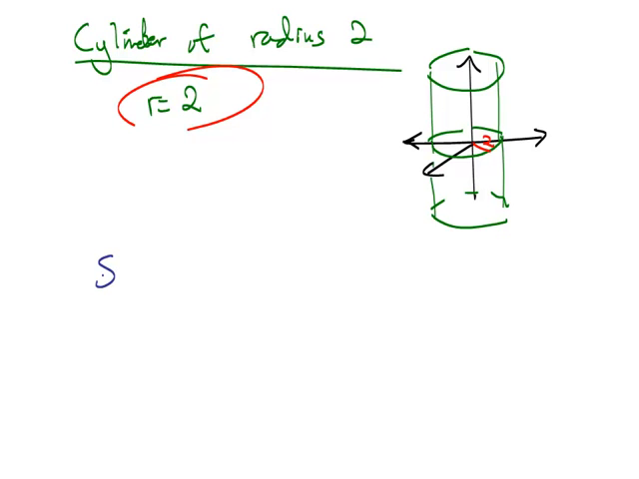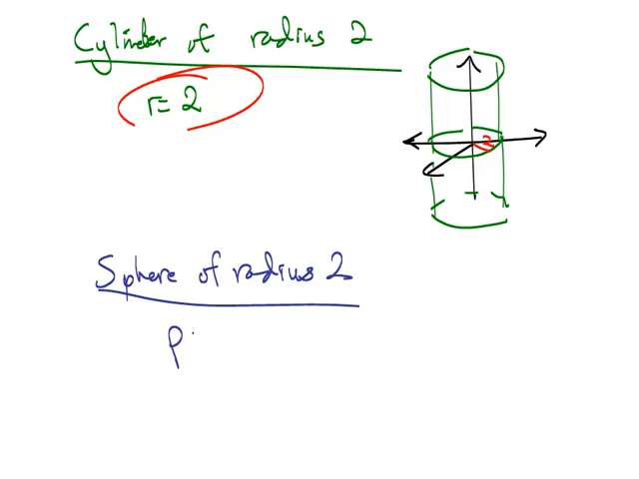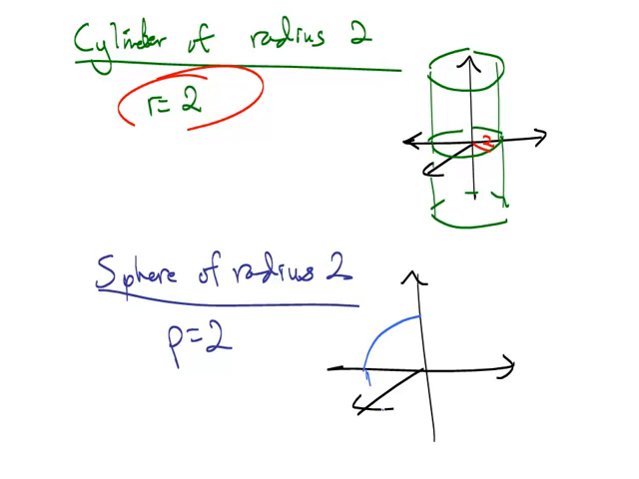If I want to describe, say, a sphere of radius 2, the equation for that is simply rho equals 2, because this is all points that are distance 2 away from the origin. Remember that, yeah, that's what this is describing. So this is just a sphere. Every point is distance 2. All right, should be in good shape for your homework.